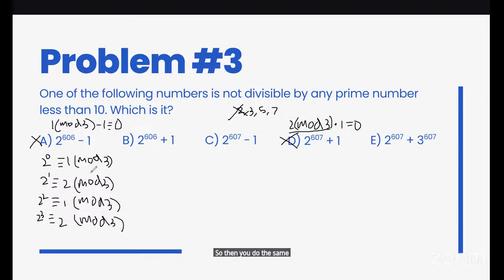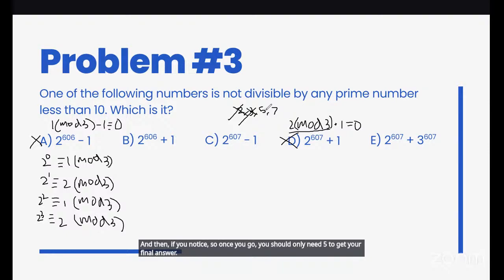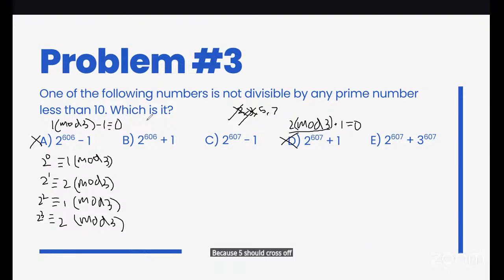So then you do the same. Try this on your own. I'll give you a few minutes to try 3 and 5. Or we already did 3, right? So cross that off. Try 5 and 7. If you notice, you should only need 5 to get your final answer, because 5 should cross off 2 more. So I'll give you a few minutes to do that.